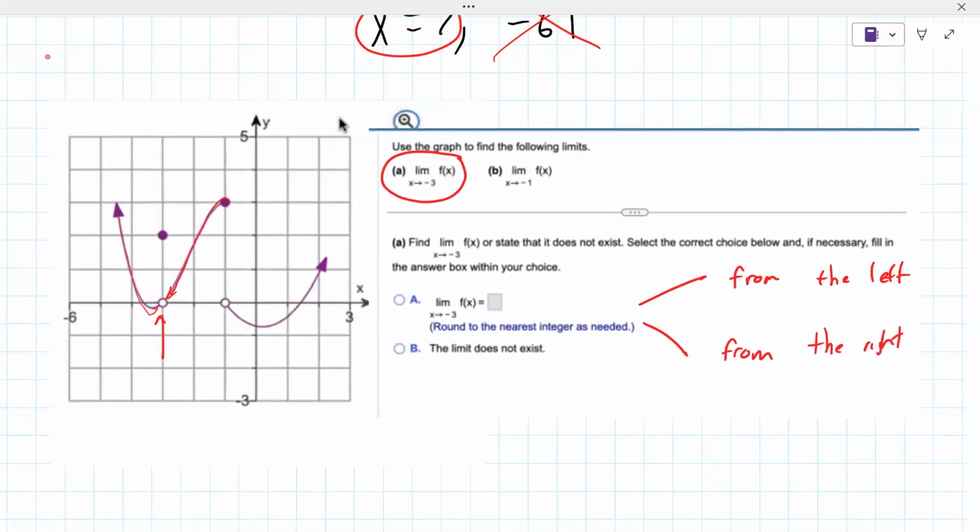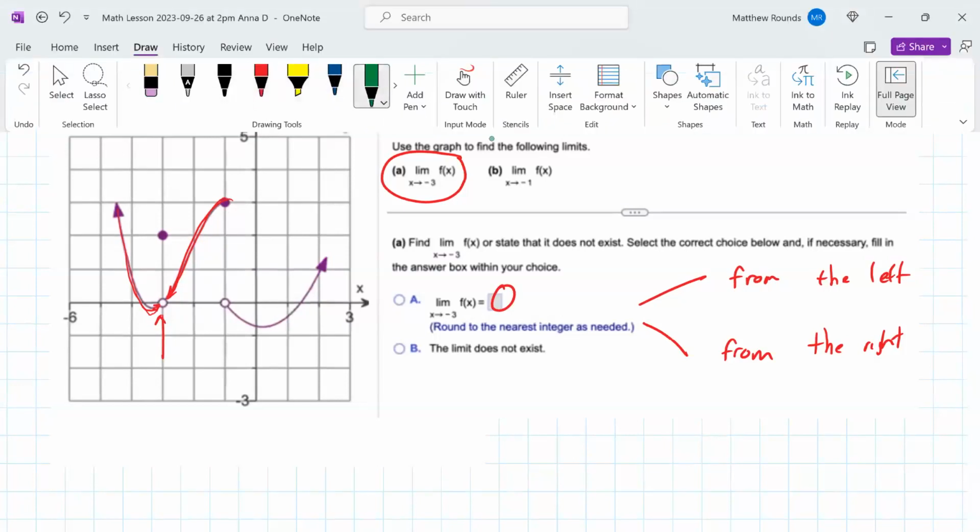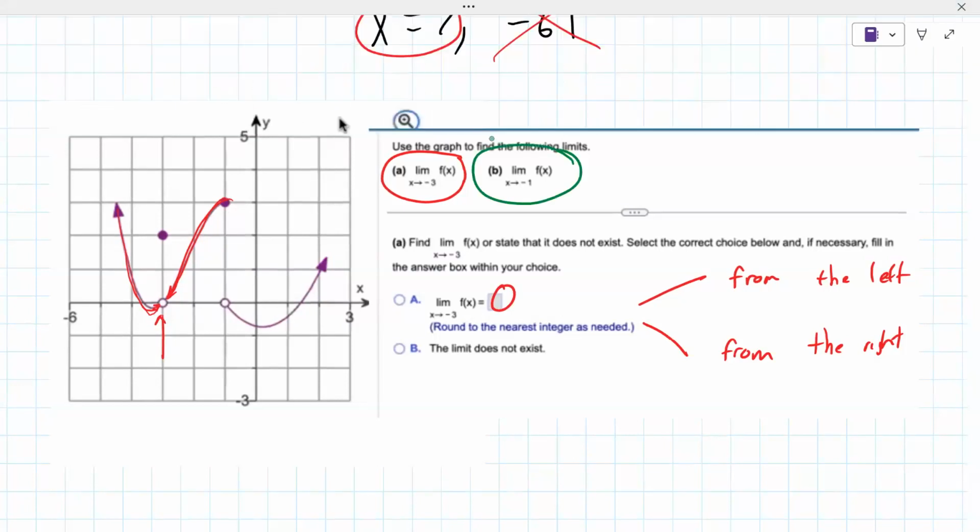They approach the same y value, even if it does not exist. Do these approach the same y value? Yes, right? And what is that y value, even though it doesn't exist? Is it 3? Or the y value 0? Okay. Now part B is -1, and I'll use a different color here. Again, you have to do it from the left and from the right.